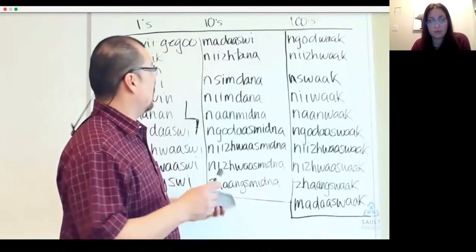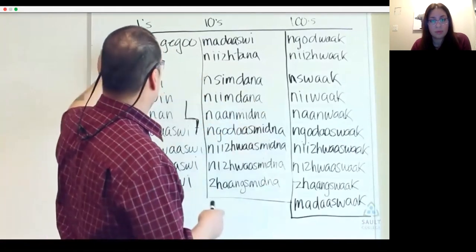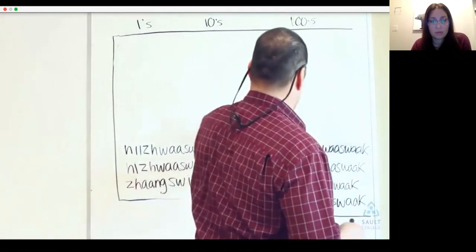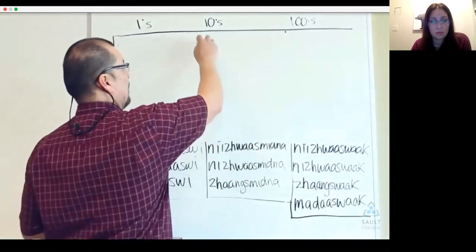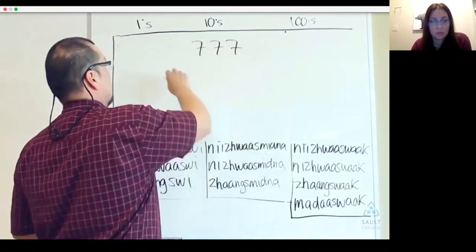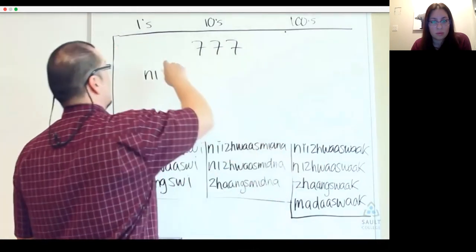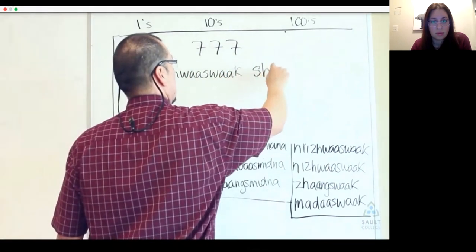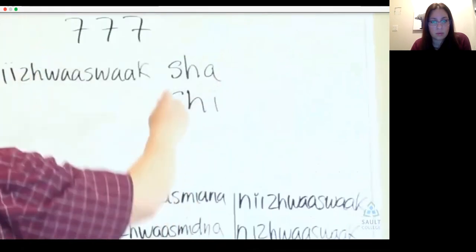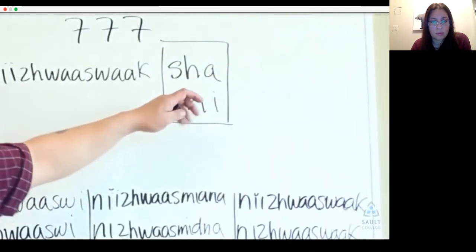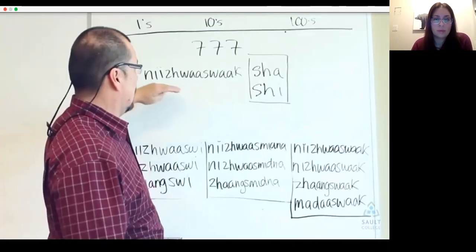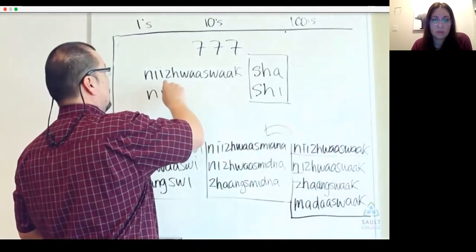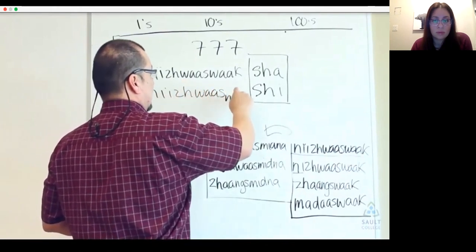Now, before we go, I'm just going to take some of this out, and I'm just going to show you a compound number. Let's say you want to say 777. You're going to start here. This is the important part. This means and or also, and when you add these terms, you're saying 700 and 70. It won't fit.